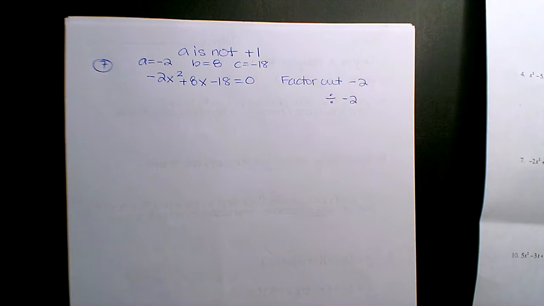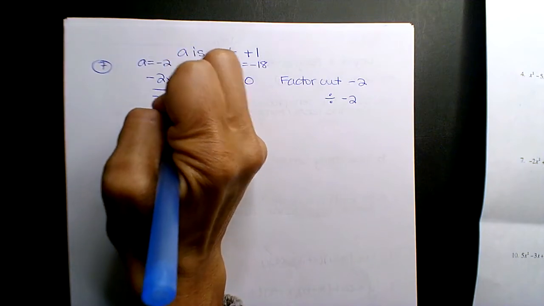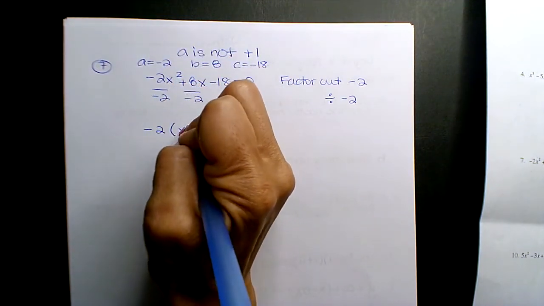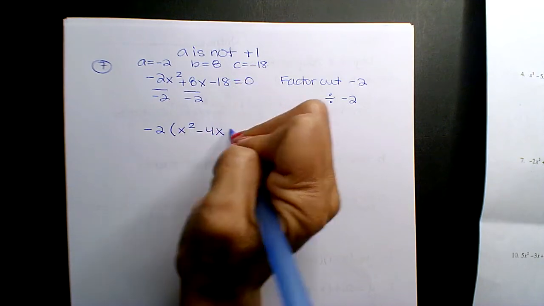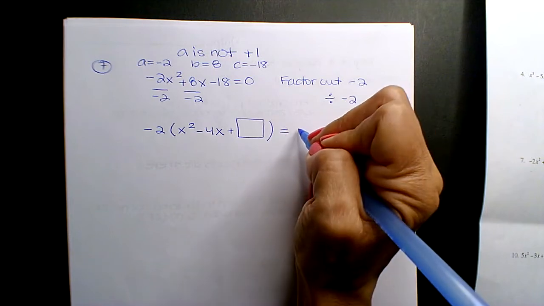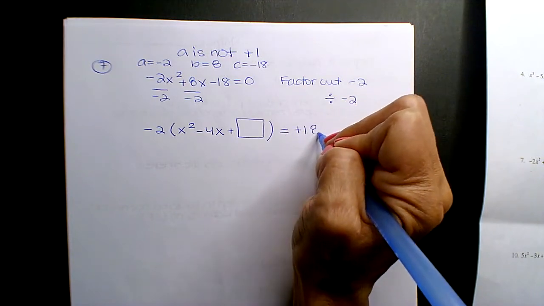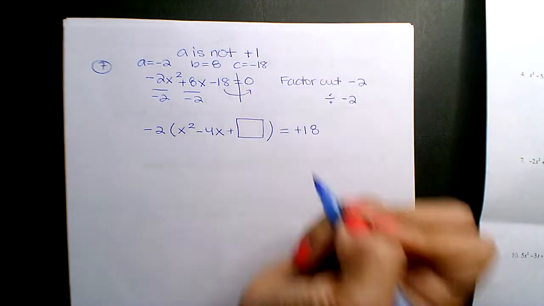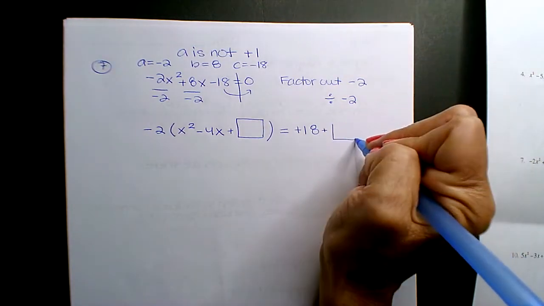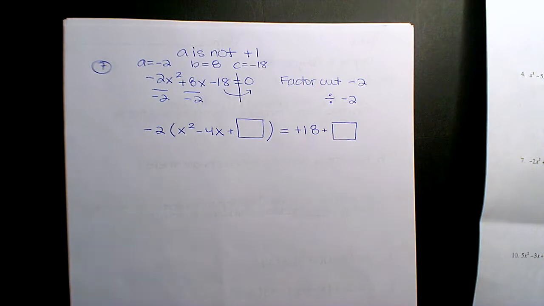Because the constant, we're going to jump the equal sign and take it to the right. Okay, so divide by negative 2, divide by negative 2. So I factor out the negative 2, and I get x squared minus 4x. This is where my little box number is going to be. I now have positive 18 because I took this over. And then I'm going to put the positive box.